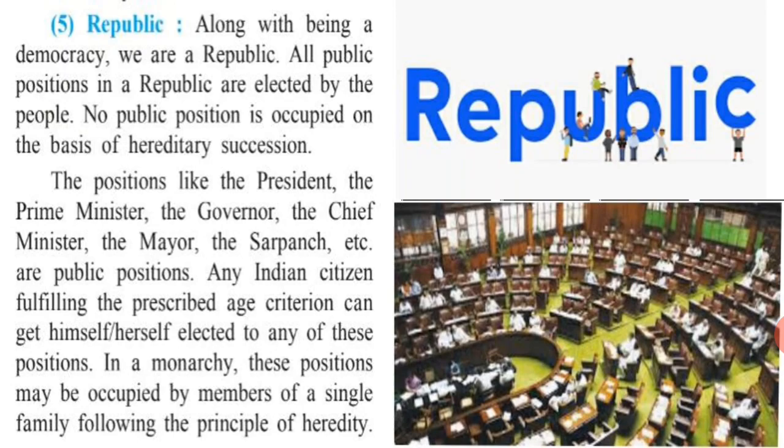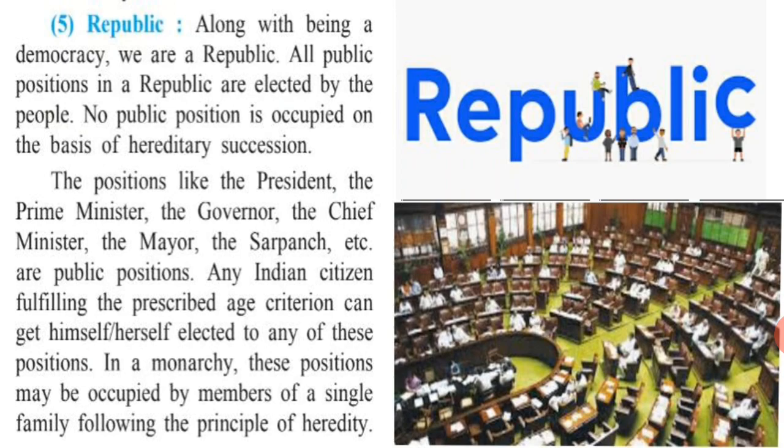The positions like the president, the prime minister, the governor, the chief minister, the mayor, the sarpanch, etc. are public positions. Any Indian citizen fulfilling the prescribed age criterion can get himself or herself elected to any of these positions. So every Indian citizen is eligible to stand for elections.